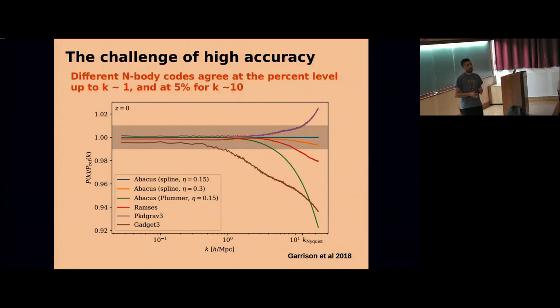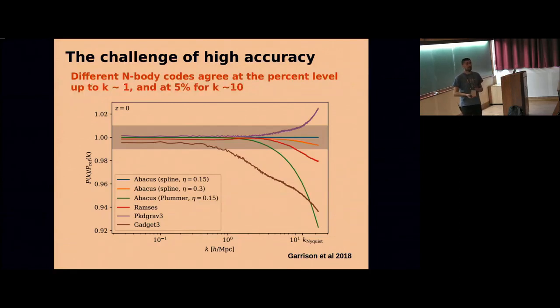PKDGRAV is a pure tree code. So there are three calculations, actually a fast multipole all the way, even on very large scales. And Gadget is a TreePM, so it means you use a multipole expansion on small scales and the PM on large scales. So maybe these differences are related to that, right?